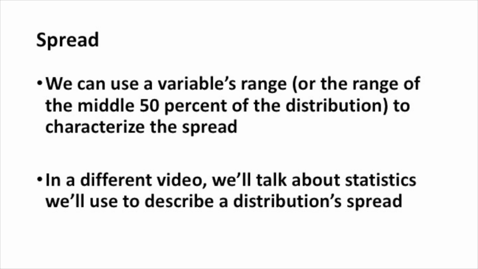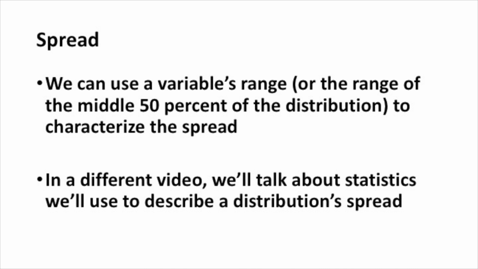The third characteristic of a histogram worth noting is its spread. One measure of spread is a variable's range, which is the maximum minus the minimum. Another approach is to look at the histogram and find a range, say around the center of the distribution, that accounts for about 50% of the observations. In a different video, we'll talk in more detail about descriptive statistics that we can use to characterize the spread of a histogram.